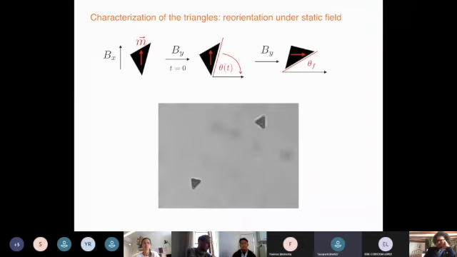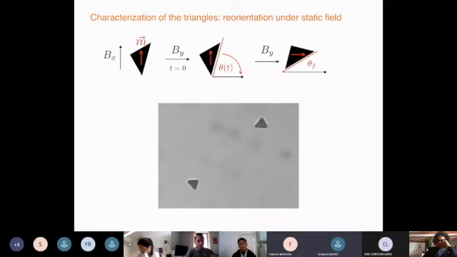First we characterize the triangles. If you apply a static field in, let's say, the y direction, and you then switch the static field to the x direction, the triangles will follow the field and reorient, which means that they have a permanent magnetic moment. A remark is that this permanent magnetic moment is not necessarily perpendicular or parallel to the long triangle axis.